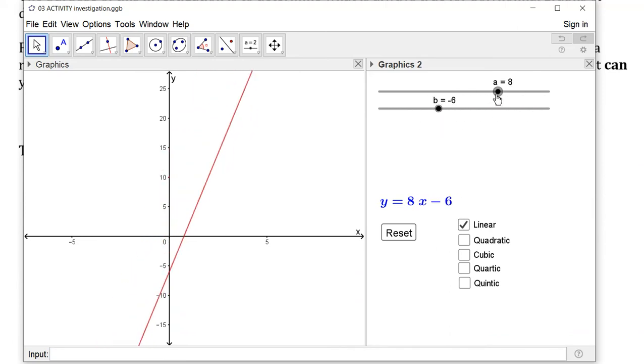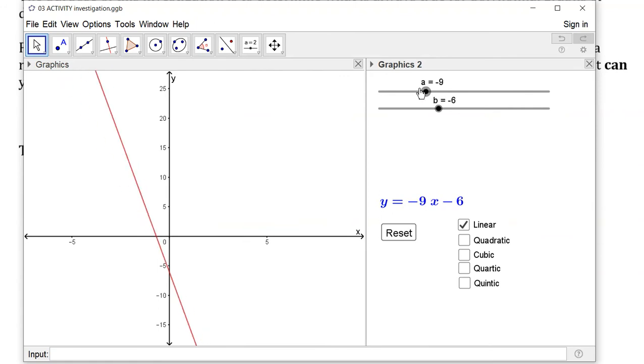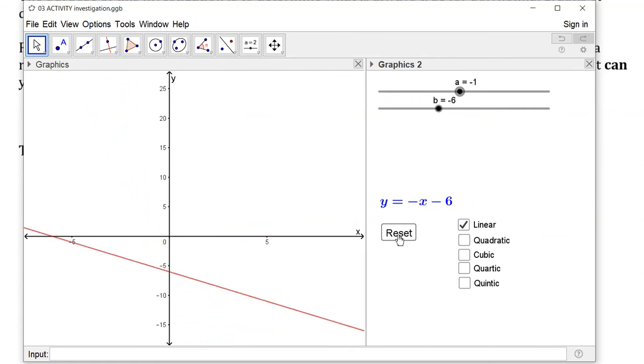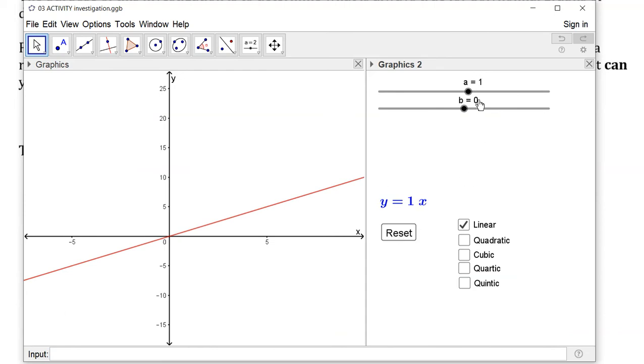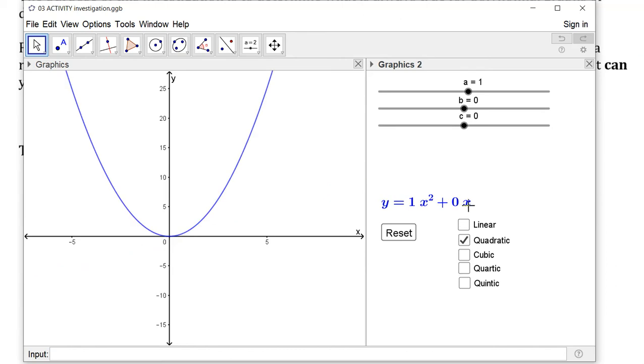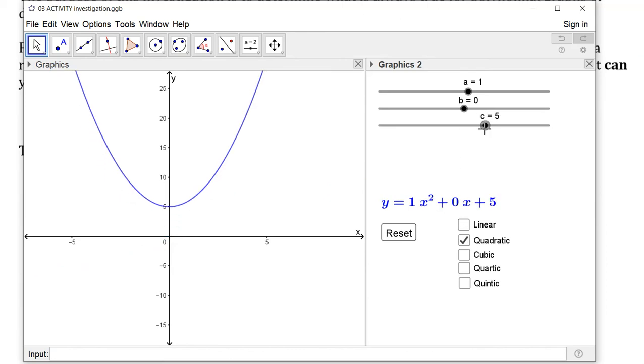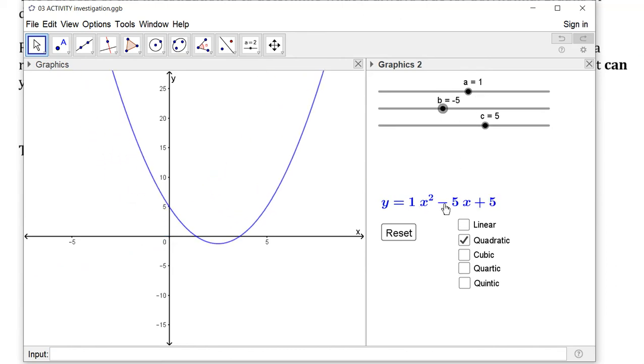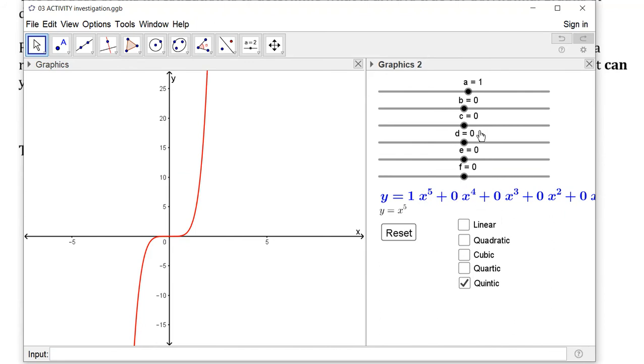So here I'm changing the leading coefficient. Then I can drag it negative and it's just leaning the other way. You know, those straight lines are from grade 9, so hopefully we know a lot about that. Hitting the reset button will take you back to proper values for all of these. When I go to quadratic, I get another slider because you've got 3 terms for that one, okay? And you can change some things. Watch what happens when I go to quintic.